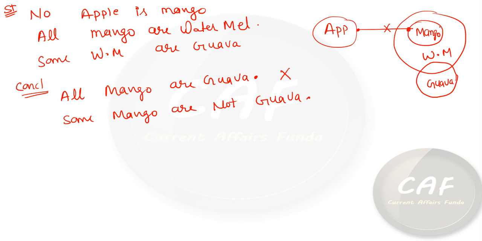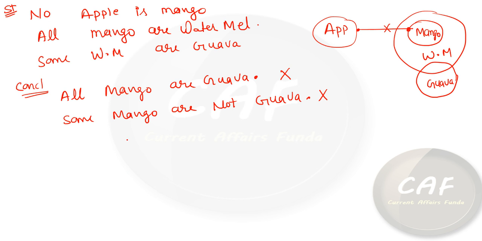Fine. See friends, some mango may be guava or may not be guava, because this is a doubtful situation. There is a possibility that some guavas may be mango and there is a possibility some mangoes may be guava, but we are not sure from this statement. So this will also be a doubtful conclusion, so it will unfollow.